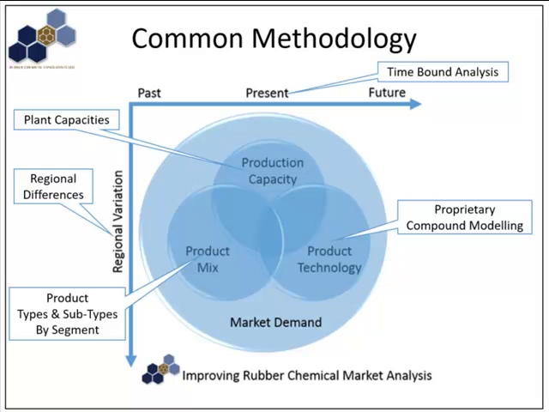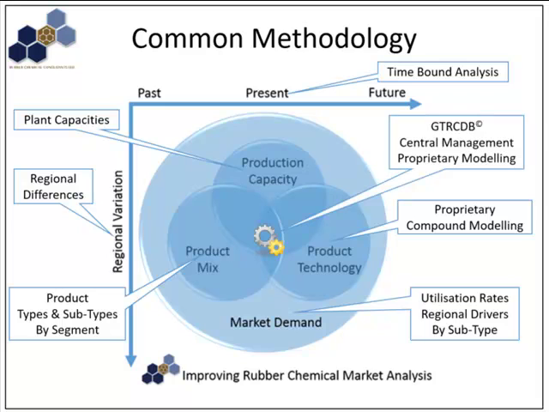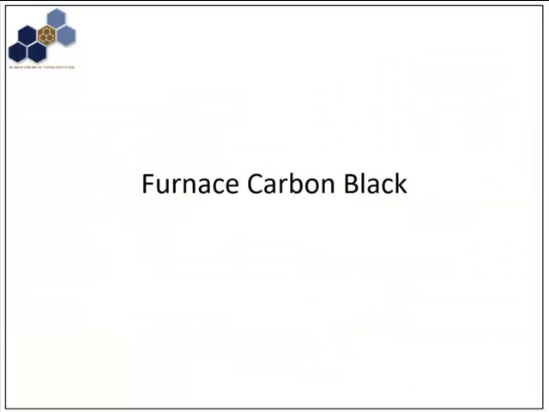Total production capacity is not representative of final market demand. Therefore, utilization rates are required for each product and subtype to provide realistic market demand values. The complexity of this multivariable approach requires a dedicated, robust, and carefully controlled system. Rubber Chemical Consultants' Global Tyre and Rubber Chemicals database provides this framework with a fully documented system controlling input, output, and change management. Furnace carbon black is used as the first example rubber chemical group.